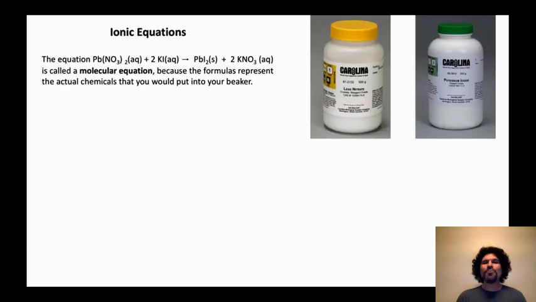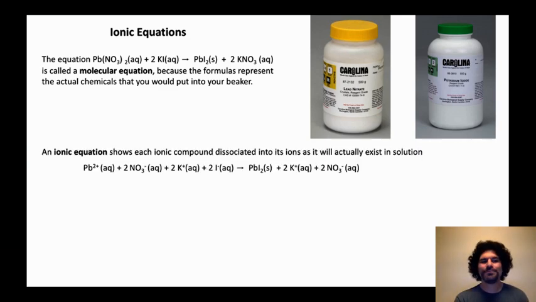Okay, so what I want to do at this point is introduce you to the topic of ionic equations. So what I had written on the previous slide, Pb(NO3)2 aqueous plus 2 KI aqueous giving PbI2 solid plus 2 KNO3 aqueous, is what we as chemists call a molecular equation, because those formulas represent the actual chemicals that you would put into your beaker. Okay, so here is drawn a bottle of lead nitrate and a bottle of potassium iodide. You literally take these chemicals as salts and dissolve them up in water. But then, once you dissolve them in water, each of these compounds ionizes.